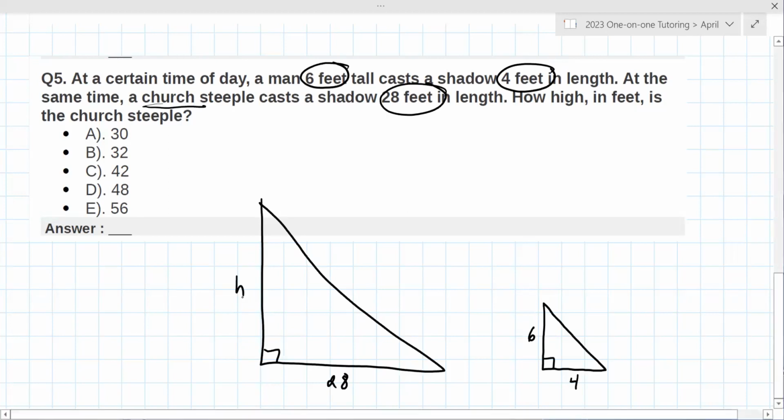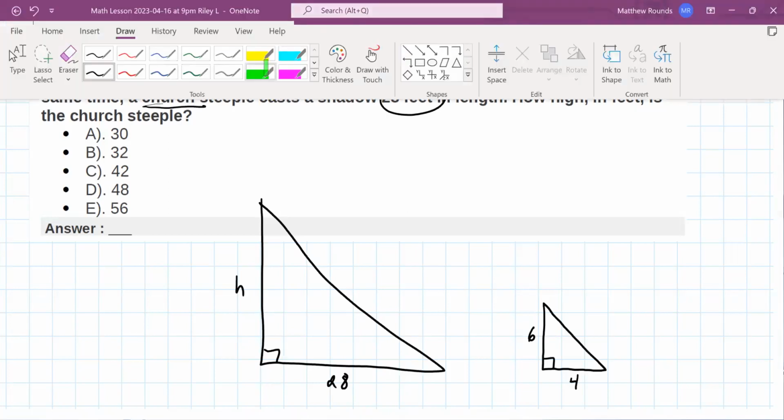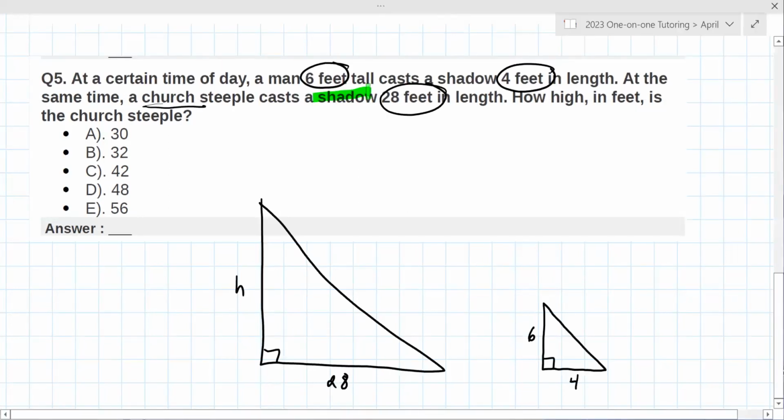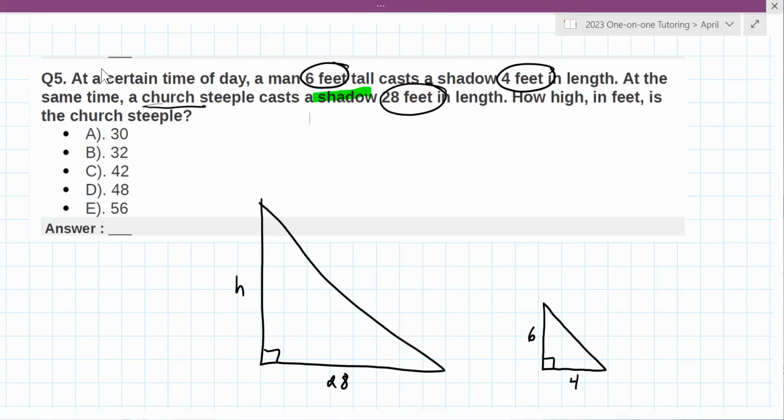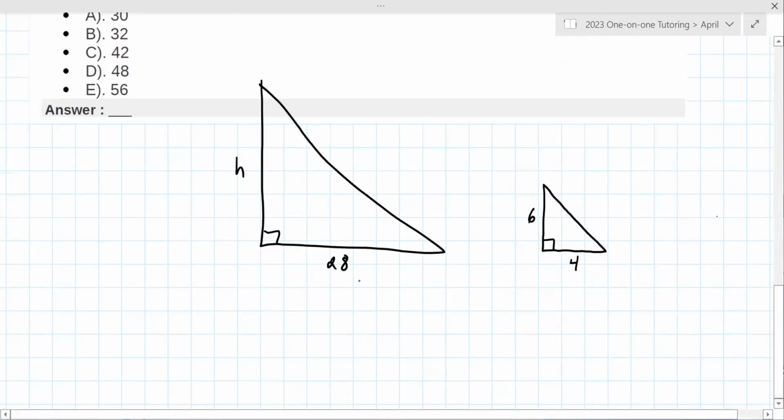Whenever you see shadow problems like this, you want to draw some triangles. Okay. Which lengths on this do you see that might be related? Is the 28 related to the 4 or is it related to the 6? The 4, because they're both shadows.